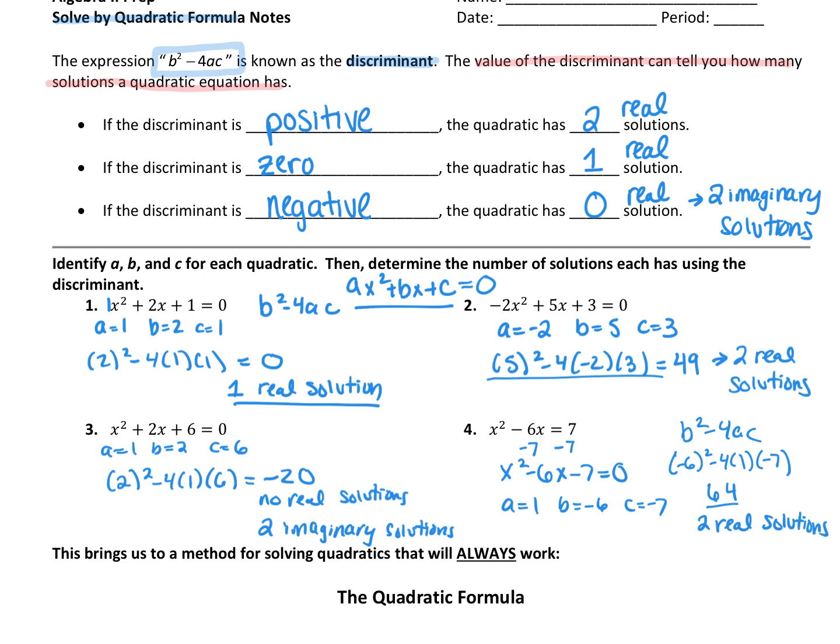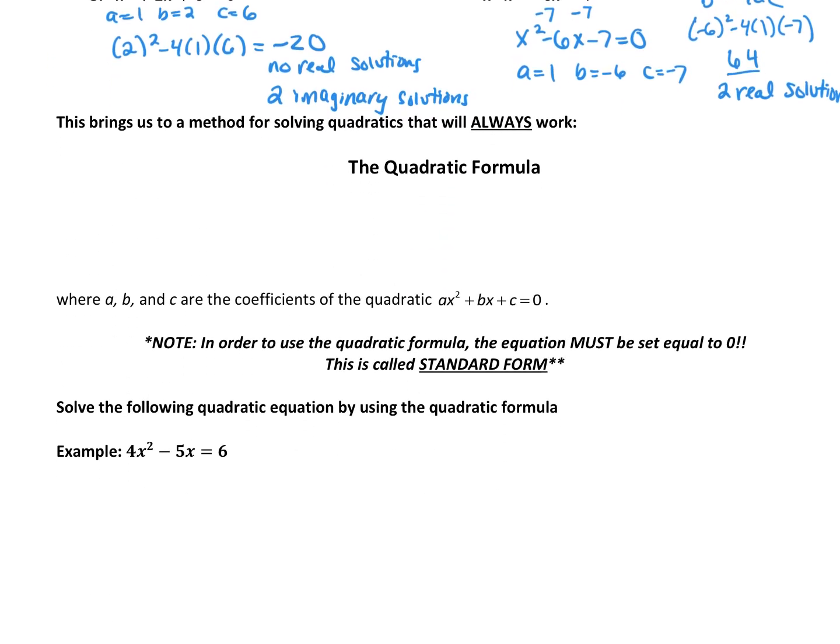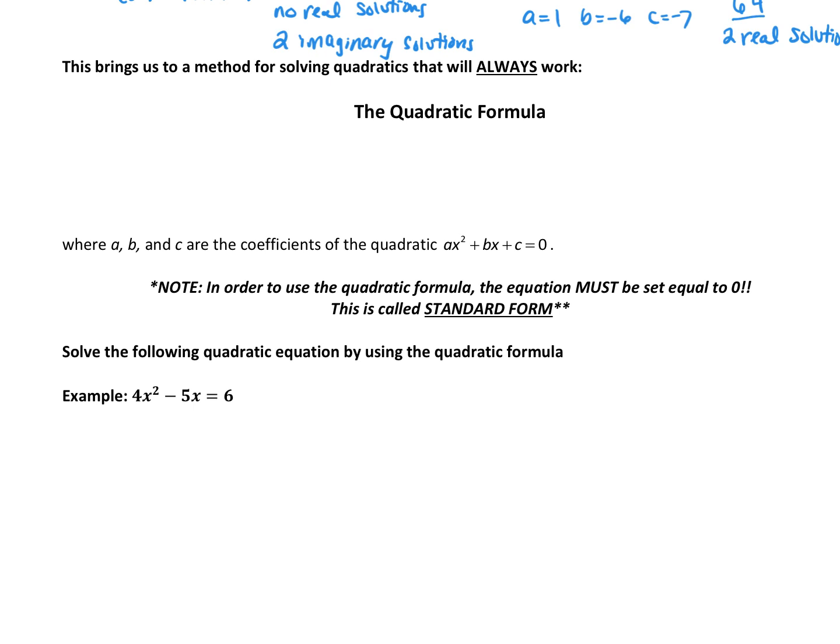All right, so the discriminant is part of our quadratic formula. It's the part that goes underneath our radical. So we are now going to talk about the quadratic formula. And this formula always works. So if we can't factor, if we can't do the square root method, quadratic formula is going to be our go-to. So x is going to equal the opposite of b plus or minus the square root of b squared minus 4ac. All of that is over 2a.